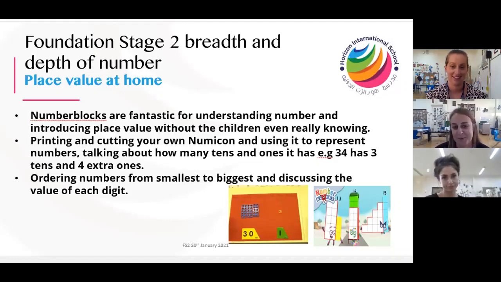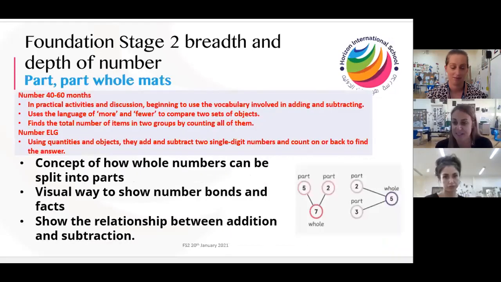And that's all. But you'll have all of your resources tomorrow, and it will all make sense. And the Numicon is a great resource. We use it every day in school, and you can do so many different things with it as well. I'm going to pass you over to Miss Fitzsimons now.